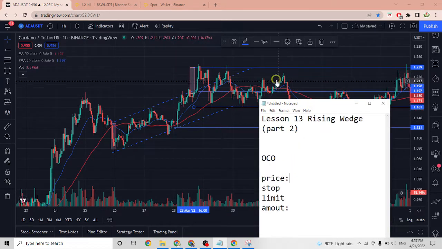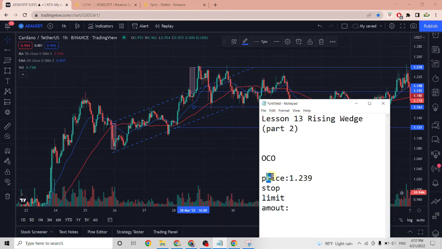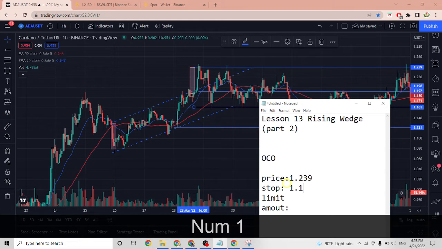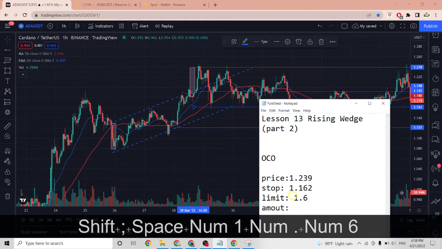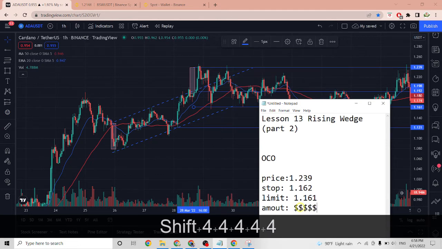So you can sell it at 1.2239. Yeah, you can sell at this price. But if it does not break this resistance, you sell at this price, 1.161. Okay, 1.162, and you sell it at 1.1161. What is your amount? The last 70%. Sell it here.